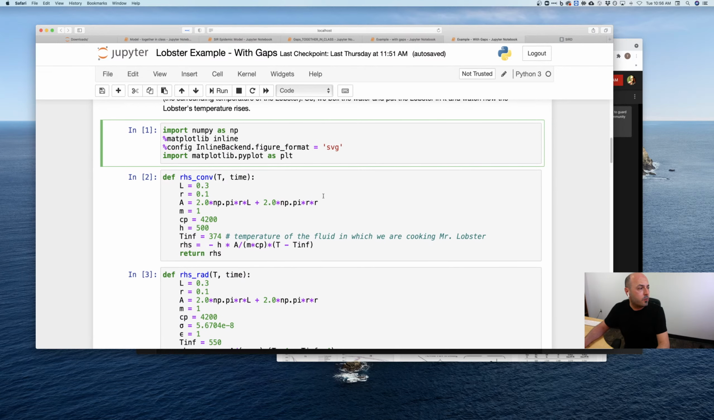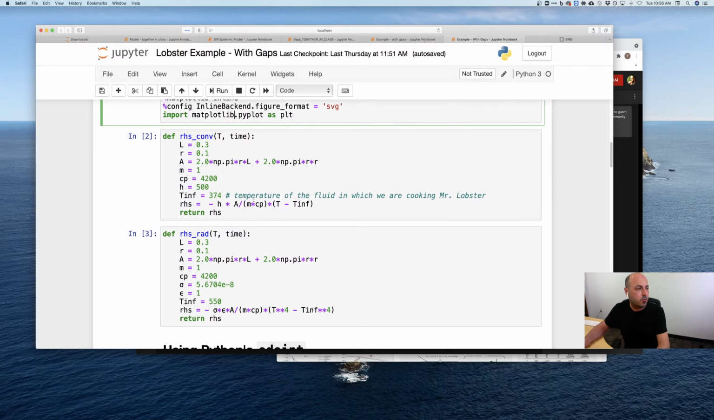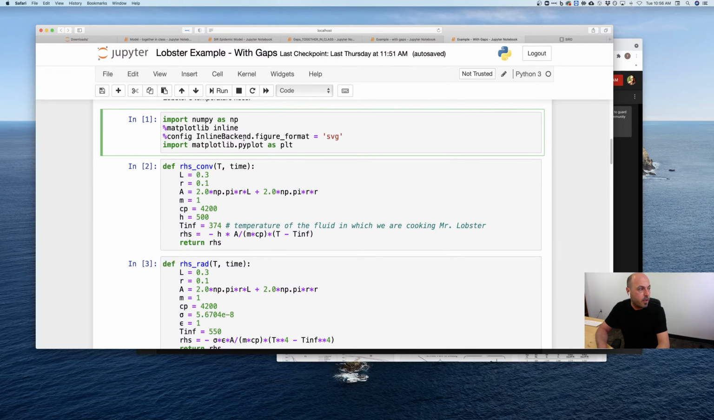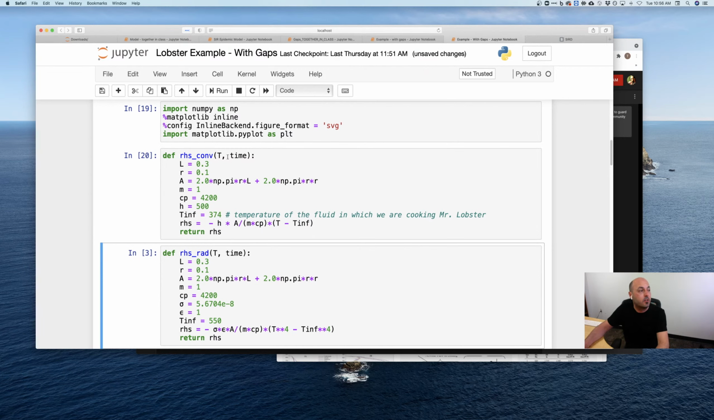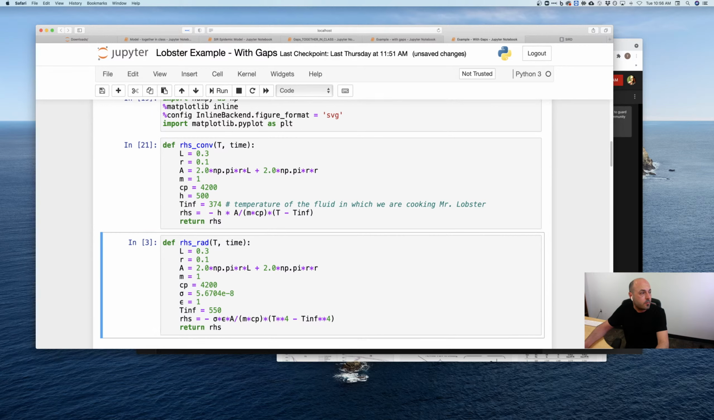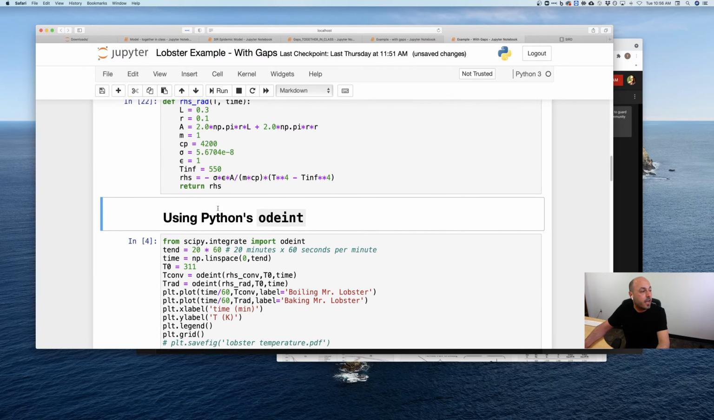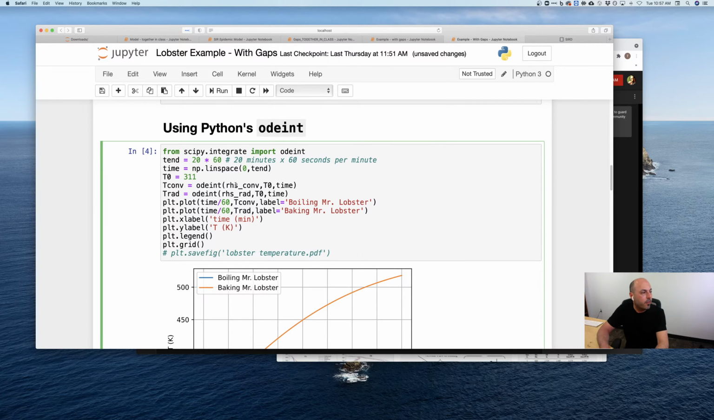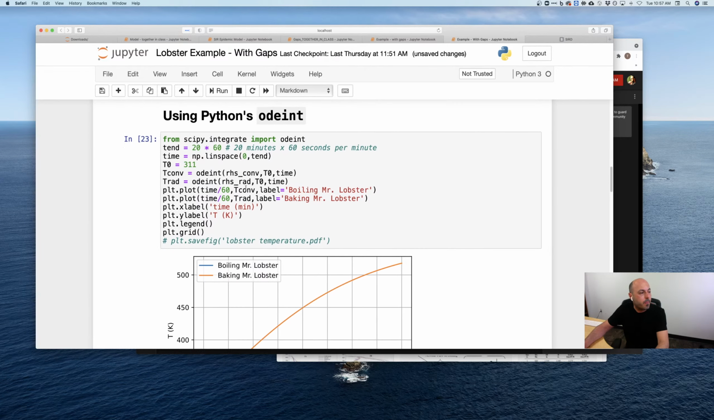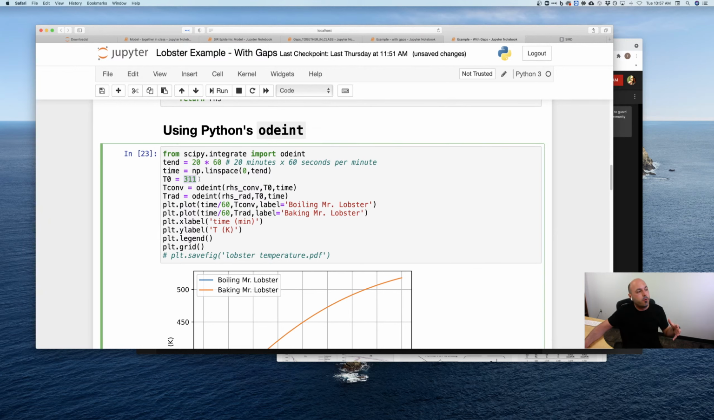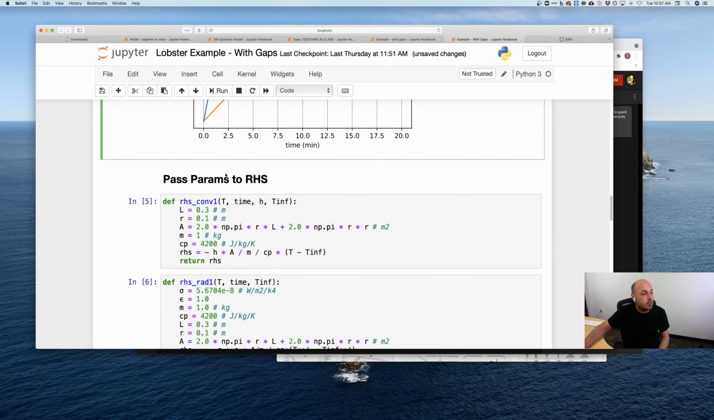Remember, every time we wanted to change the heat transfer coefficient or T infinity, we ended up having to go to right-hand side convection and change h and T infinity, and then also change the right-hand side for the radiation case, and that was annoying. It would have been much easier if we were able to change those parameters right here, where I have things highlighted. So that's what we're going to do next.